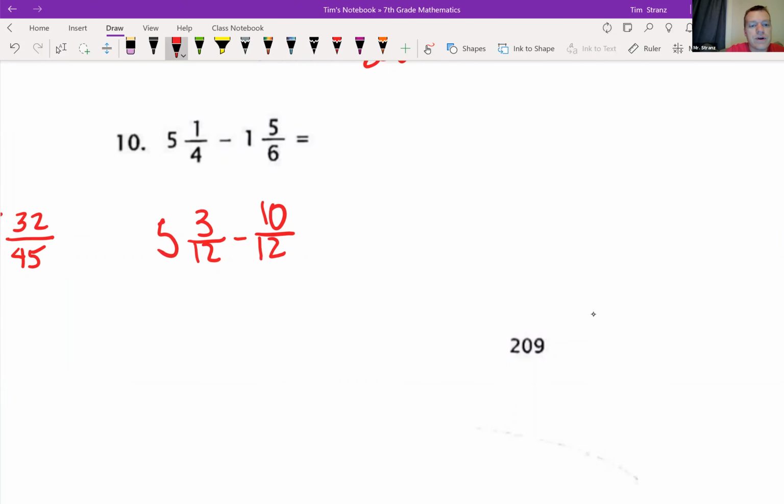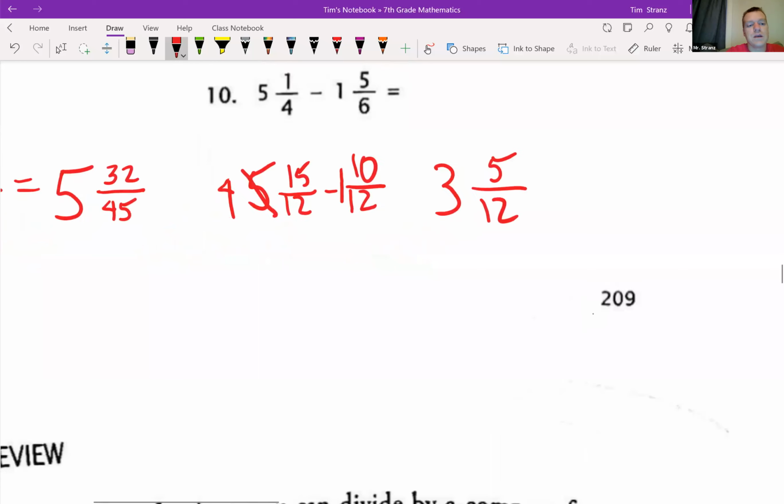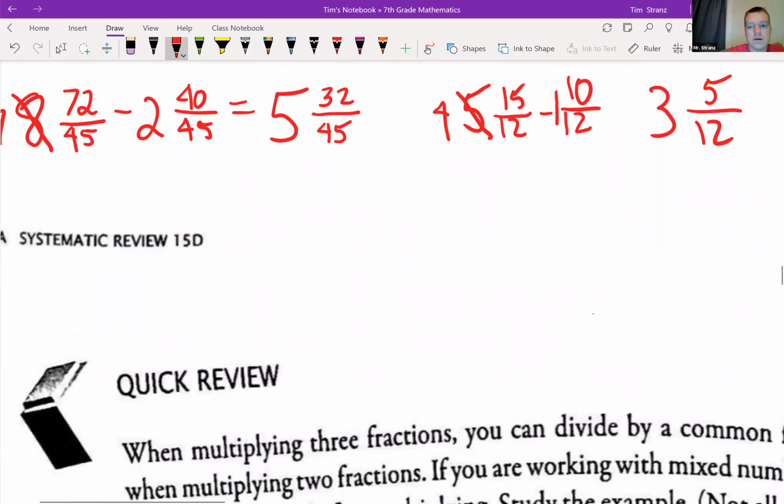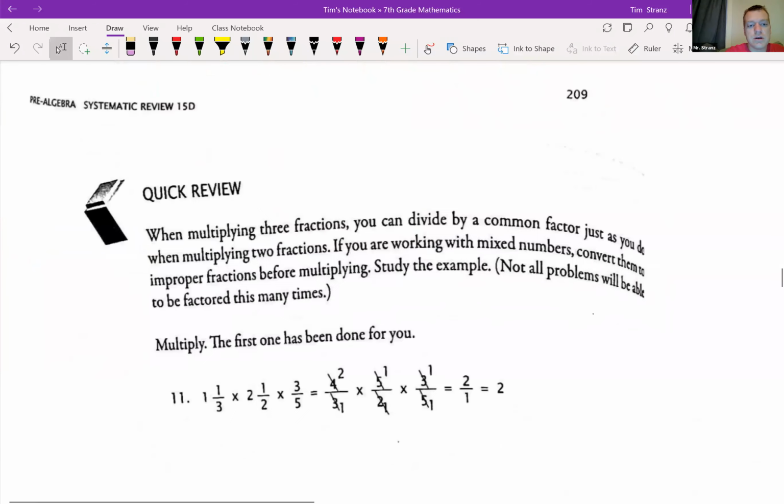Okay, so we had a 5 here. We had a 1 here. Okay, so I'm going to borrow 1 from the 5. This becomes a 4. I'm going to add 12 onto my 3, which becomes now 15. Okay, 15 minus 10 is 5. We got 12 as our denominator, and then 4 minus 1. So 3 and 5/12. Okay, number 11 on the next page.